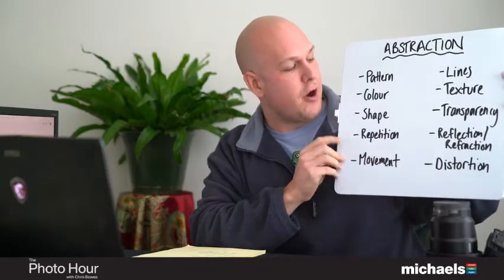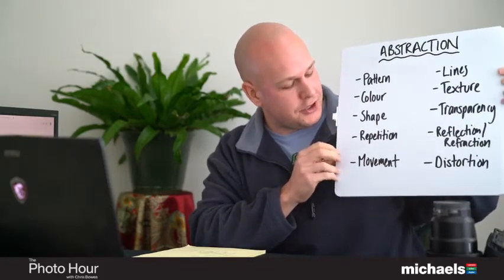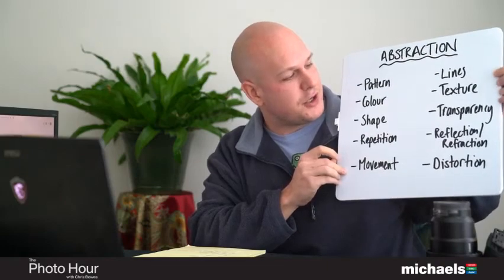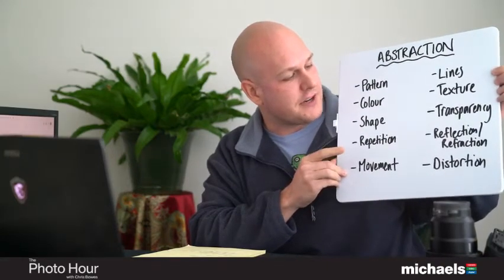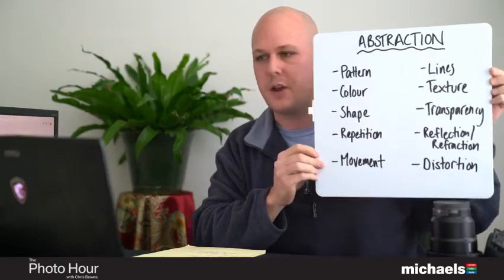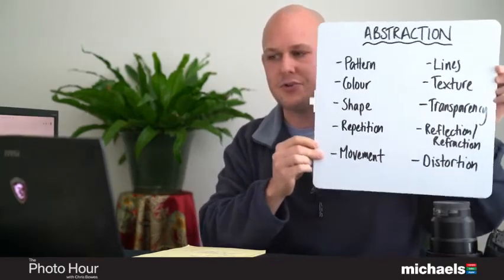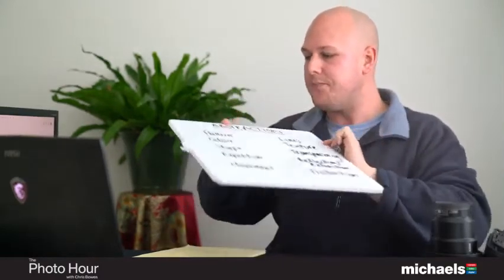So for abstraction, I've got pattern, color, shape, repetition, movement, lines, texture, transparency, reflection and refraction, and distortion. Okay, so many different ways that we can abstract the things that we see around us.